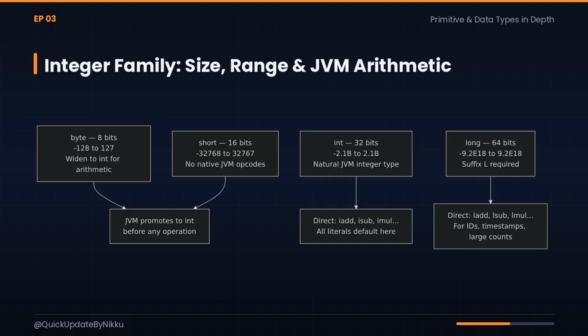Long has its own parallel opcode family, and is the right choice whenever values can exceed roughly 2 billion. Database primary keys, unique timestamps in milliseconds, and file sizes all belong here.